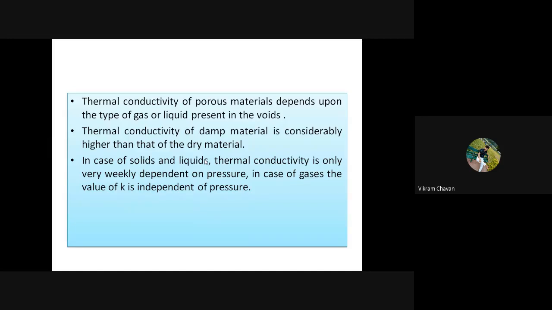Thermal conductivity of damp material is considerably higher than that of the dry material, in case of a solid. Last point is about the pressure.